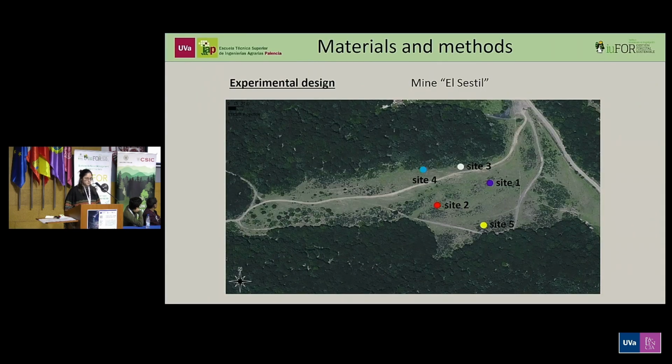Here you see the experimental design. This is the mine called El Sestil that was rehabilitated to pasture in the 90s. And the red dots are the 5 sites we sampled. And on each site, we sampled a shrubby patch and a non-shrubby patch.